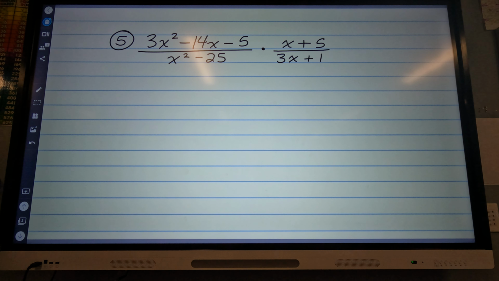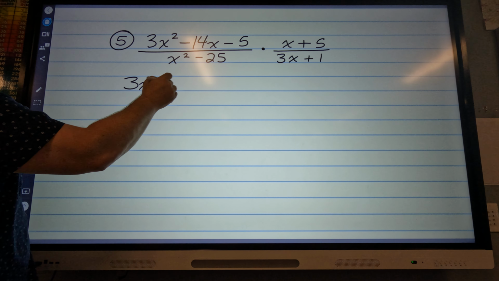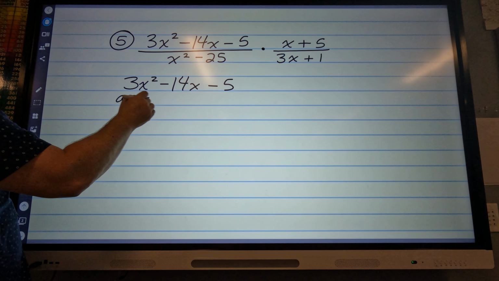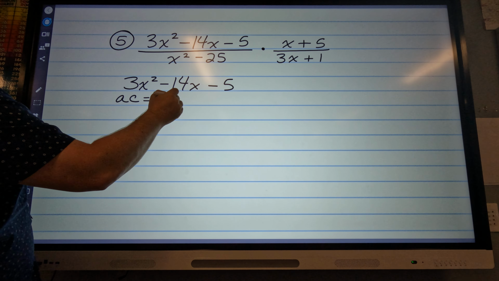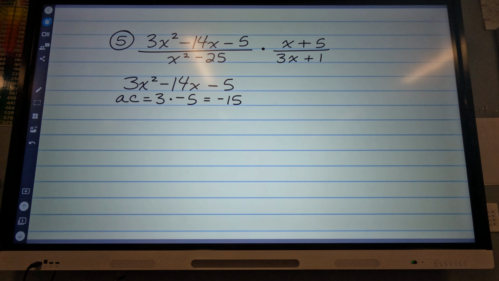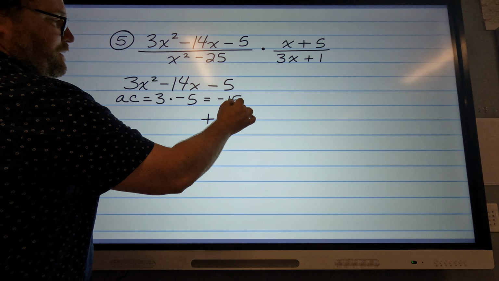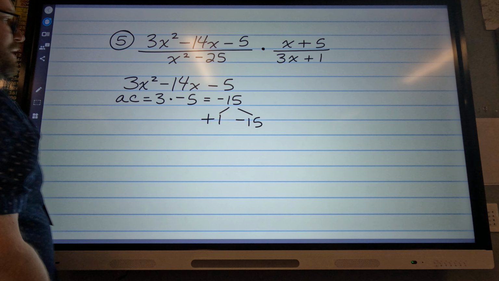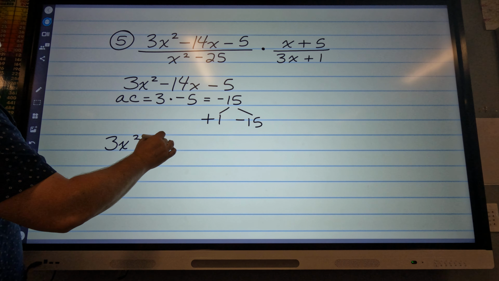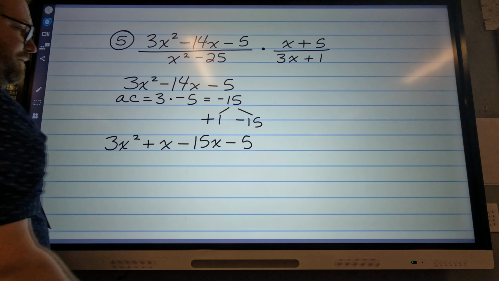All right, so let's factor the 3x² − 14x − 5. We're going to use the AC method. So a times c, the number in front of x², 3, times negative 5, gives us negative 15. And we want the pair of factors of negative 15 that adds to the middle number, negative 14. So we're going to use positive 1 times negative 15. All right, so we're going to rewrite this as 3x² + x − 15x − 5.